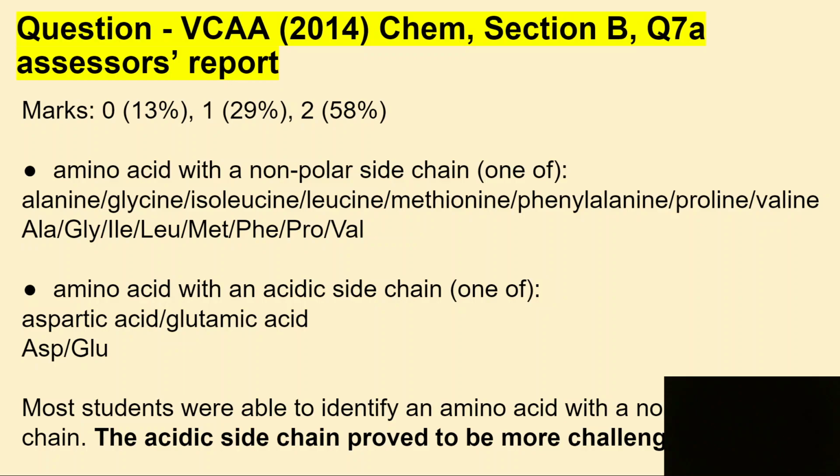Most students are able to identify the amino acid with a non-polar side chain. The acidic side chain proved to be more challenging. I don't see how. There's only two of them, and they've got acid in the name. Really surprised. 13% of students got nothing. That's one of you in this room that didn't get anything. It's either not answering the question.